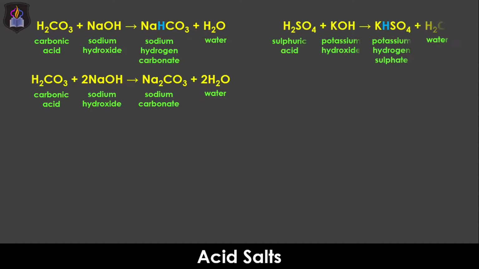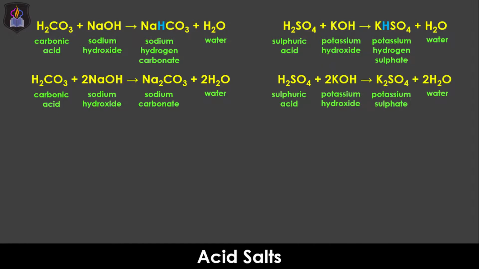Similarly, potassium hydrogen sulfate is formed from the incomplete neutralization of sulfuric acid by potassium hydroxide. Normally, 2 moles of the alkali will be required to completely neutralize the acid, given that sulfuric acid is dibasic. Since only 1 mole of the base is available to react with the acid, then an acid salt is produced.